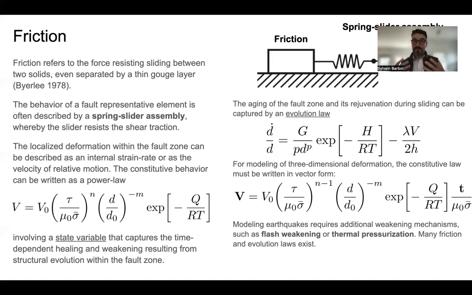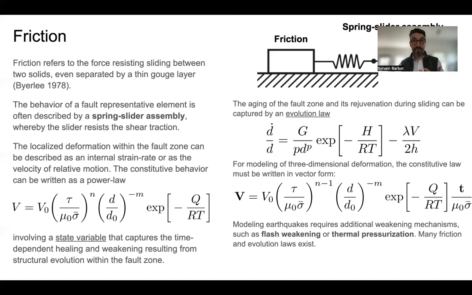To simulate two-dimensional or three-dimensional deformation, as opposed to simply a spring slider model, we need to augment this formulation to a three-dimensional formulation. So instead of a sliding velocity, we consider a velocity vector. And the typical assumption is that the sliding velocity is proportional to the traction applied on the fault surface.